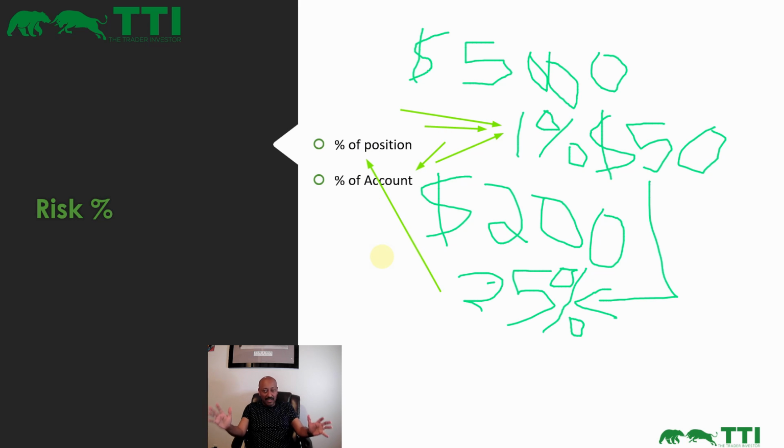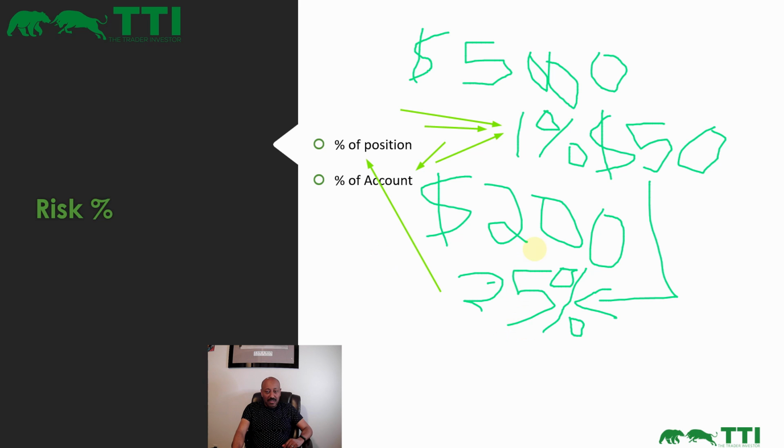I hope I'm making it clear. Your account size, 1%, 2%, 3%, whichever tolerance level you want to use. And then you break it down to the position size and say, what does that mean for this position size?